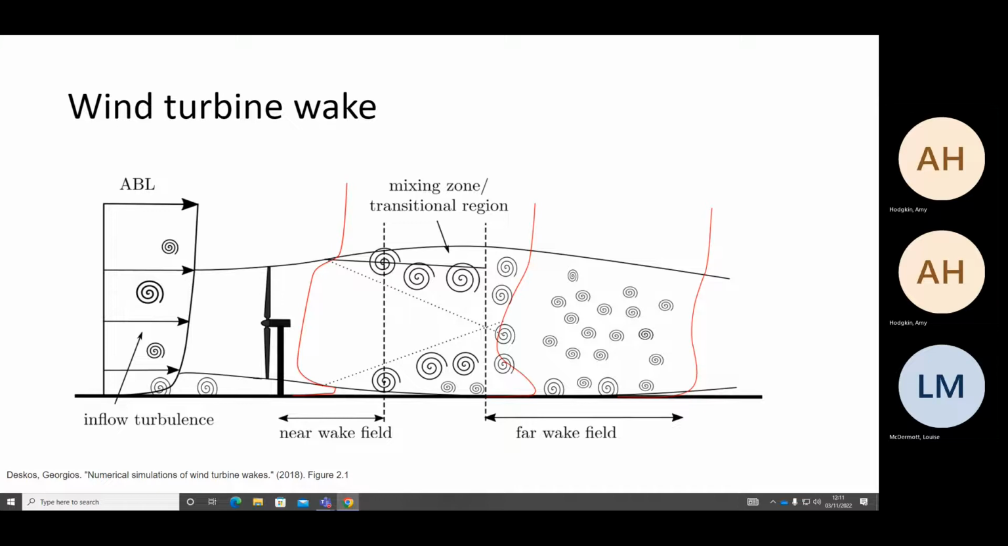In the figure, you can see the incoming inflow, basically, it interacts with the turbine. Then the red line is where we have a velocity deficit, which slowly recovers as this turbulence and mixing comes in and the velocity is recovered. And we transition from the near wake field, which is really dominated by the turbine characteristics, to the far wake field.